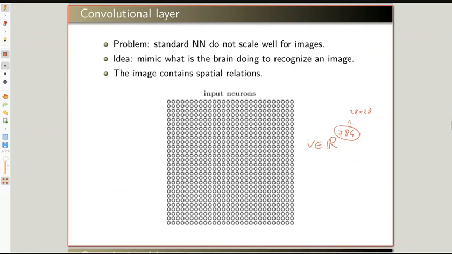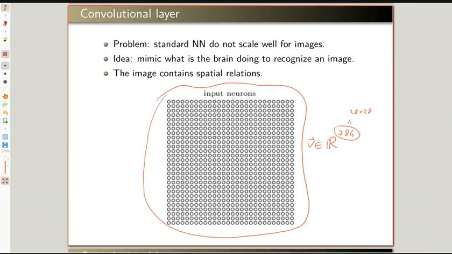But of course, an image is not just this vector. An image has some spatial relations which are expressed by the fact that the values of the image are put in a rectangular shape. You understand what I'm saying?